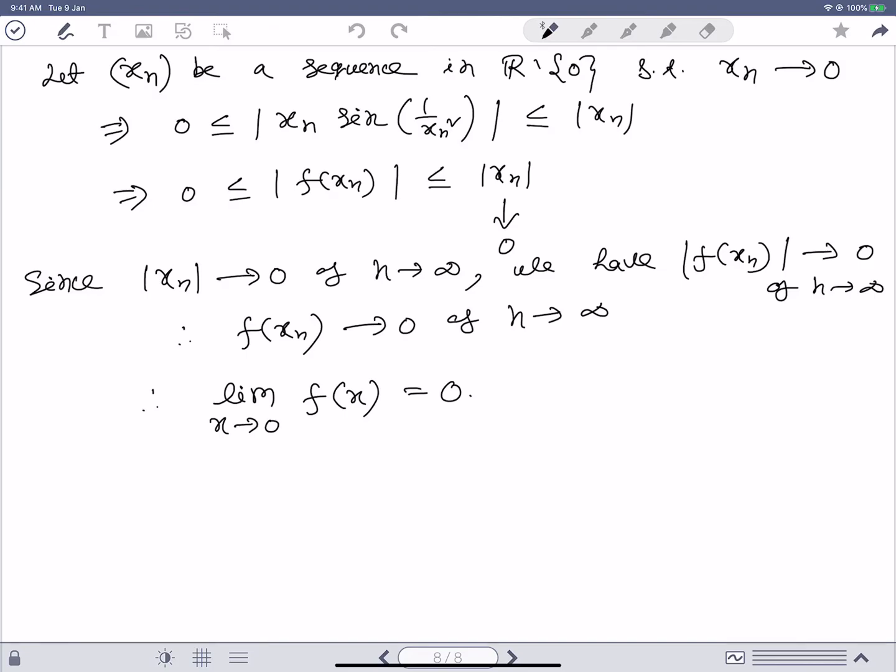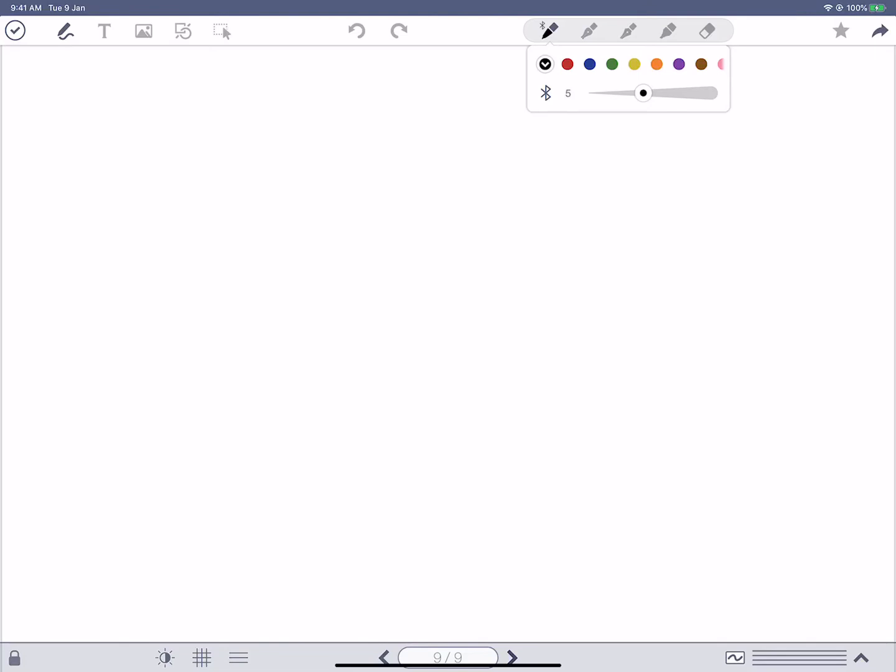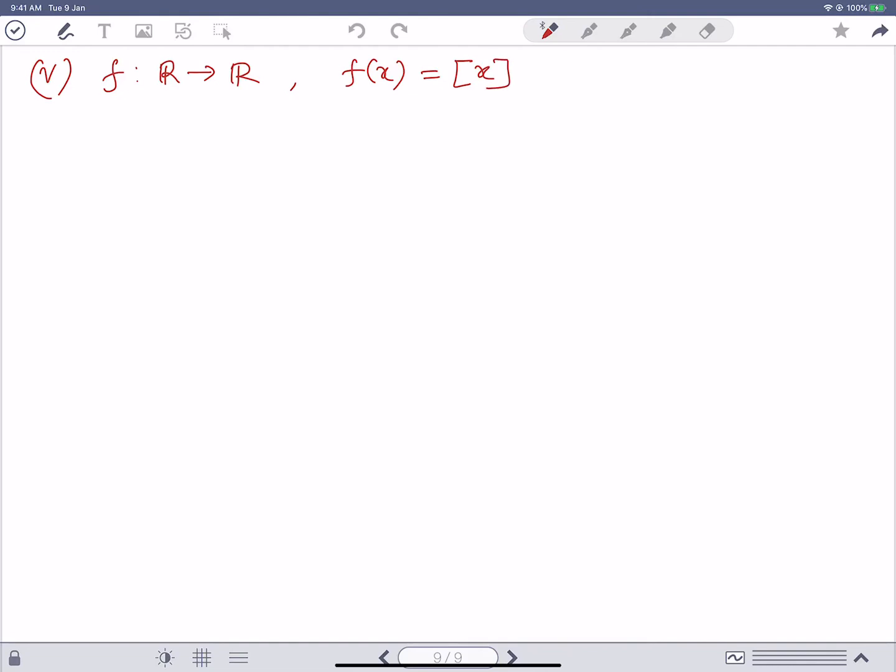So now look at a different type of example. Say f is a function from R to R defined by f(x) = ⌊x⌋. Sometimes we write it in this way, that is floor of x. So what is this? The floor of x, it is the greatest integer value less than or equal to x.